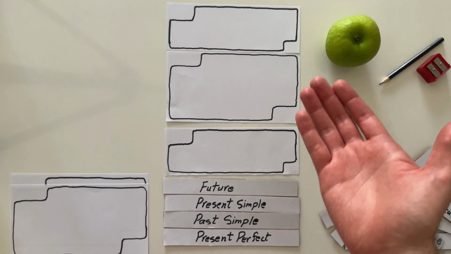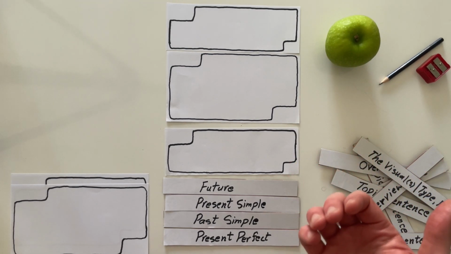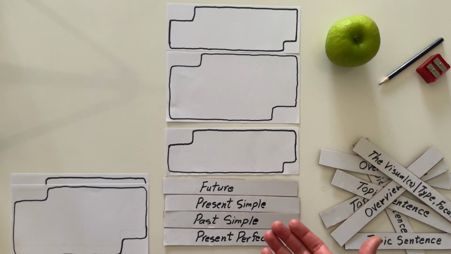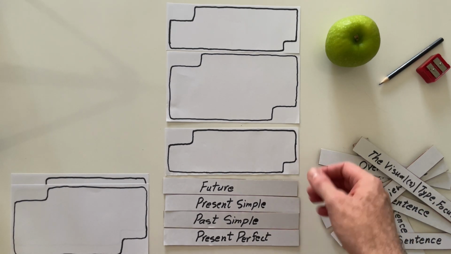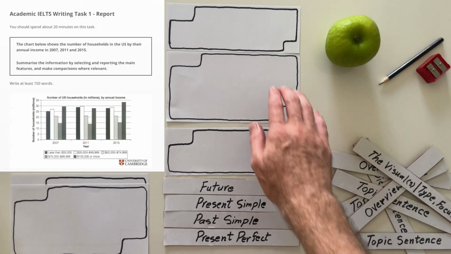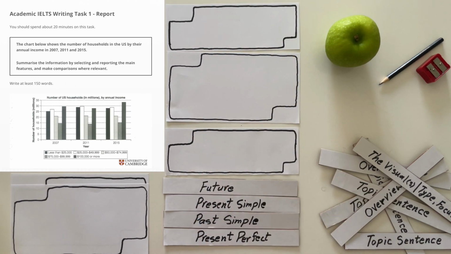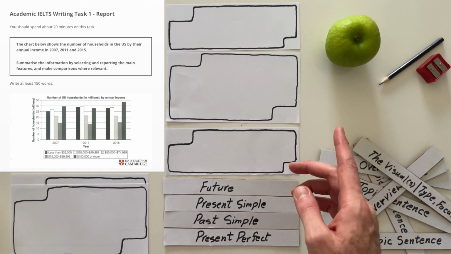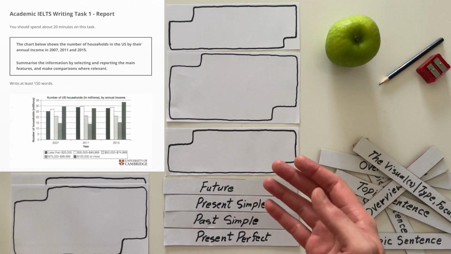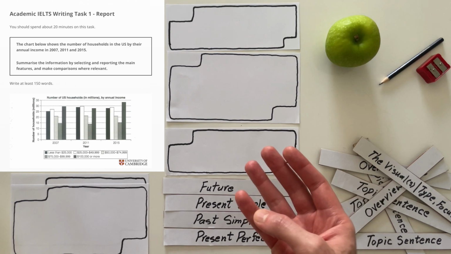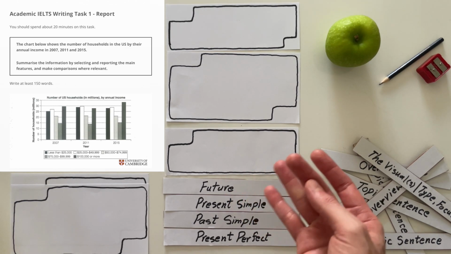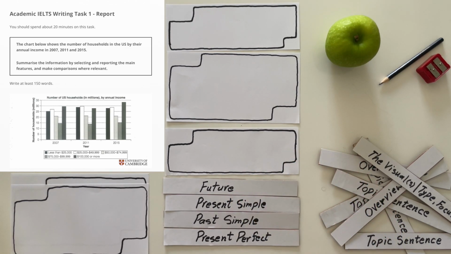As you can see, we're going to prepare for a report, task 1 for the academic module, and here is our rubric. And the rubric says, the chart below shows the number of households in the US by their annual income in 2007, 2011, and 2015. Let's inspect the visual a little bit.